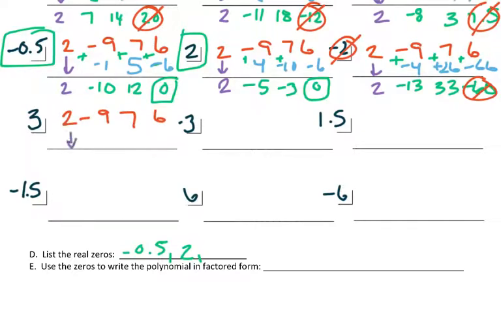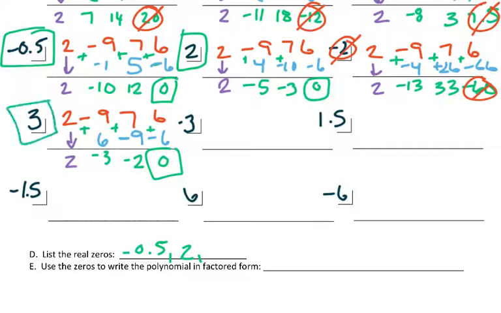So, more so. Bring down a 2. 2 times 3 is 6. Negative 9 plus 6 is negative 3. Negative 3 times 3 is negative 9. Negative 9 plus 7 is negative 2. Negative 2 times negative 3 is negative 6. And oh my gosh, it's a 0 when you add it together. So, we have now found our 3 zeros.